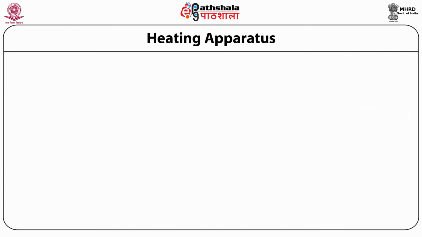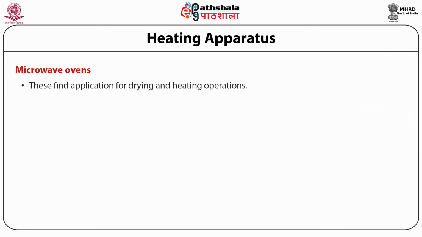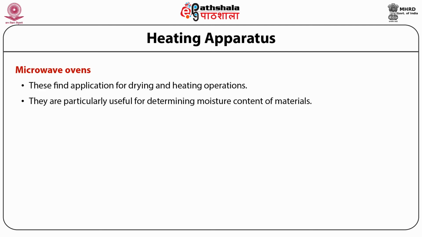ovens. Microwave ovens. They also find applications in drying and heating operations. They are particularly useful for determining the moisture content of materials since the elimination of water takes place very rapidly on exposure to microwave radiation.